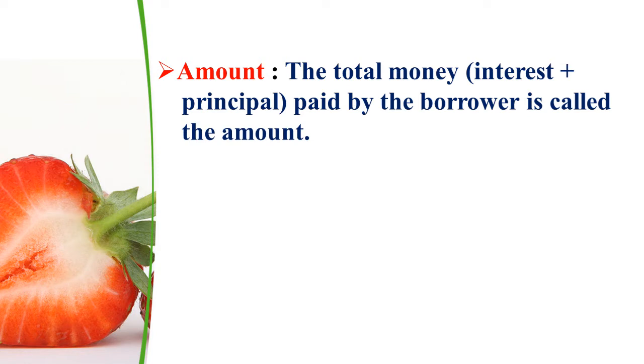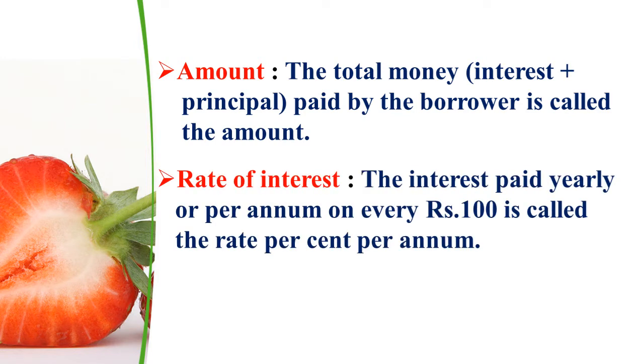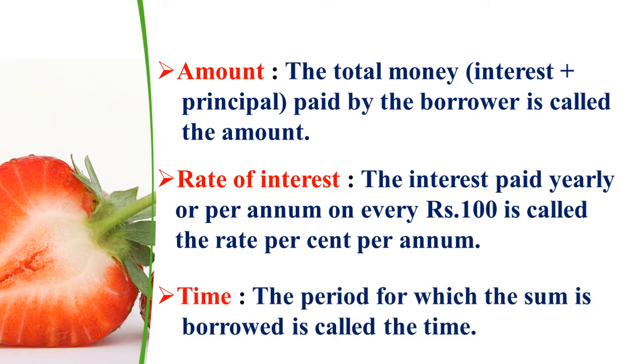Amount. The total money, that is interest plus principal, paid by the borrower is called the amount. Rate of interest. The interest paid yearly or per annum on every rupees 100 is called the rate percent per annum. Time. The period for which the sum is borrowed is called the time.